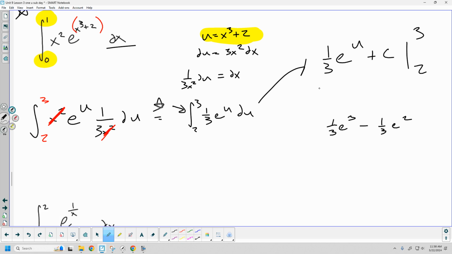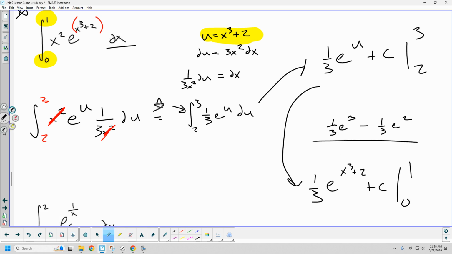Many of you will go back to x's and you'll have 1/3 e to the x cubed plus 2, and you will plug in 0 and 1, and you will get the exact same answer. I just did the work earlier. That's the answer, 1/3 e cubed minus 1/3 e squared.